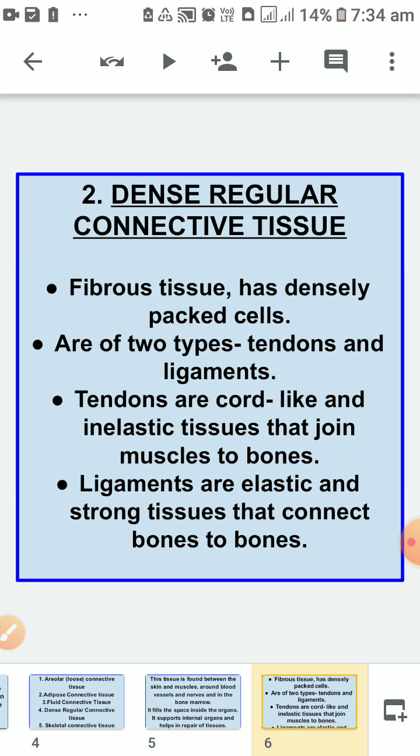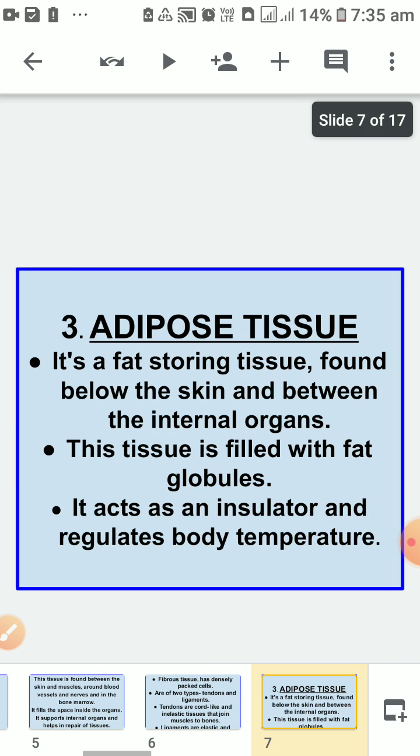The second one is dense regular connective tissue. It's a fibrous tissue. It has densely packed cells. This tissue is of 2 types, tendons and ligaments. Tendons are cord-like and inelastic tissues that join muscles to bones. Ligaments are elastic and strong tissues that connect bones to bones.